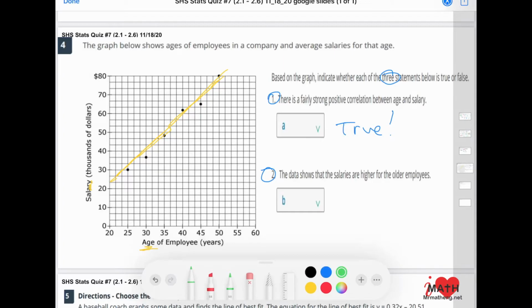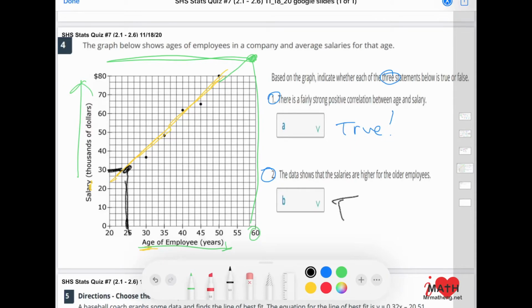Okay, the data shows that salaries are higher for only older employees. So as this is going up, someone who is age 60, they're getting a salary that's like 80,000, and the young one, if you're only 25, low on age, you have low on wage, right? So that is also true.